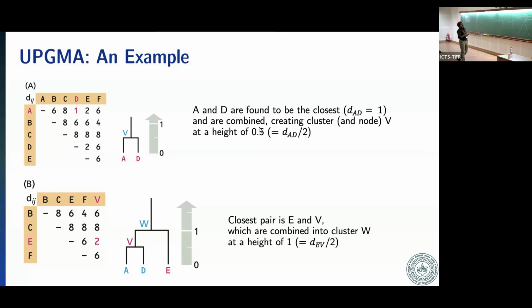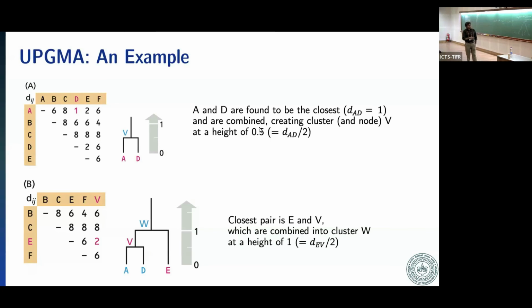So with this new distance matrix, what we see, E and V are the closest to each other, right? So we combine them into another cluster, W. So we connect them through these branches, and again we use the previous formula to find out the distance between these two sequences or these two clusters, right?